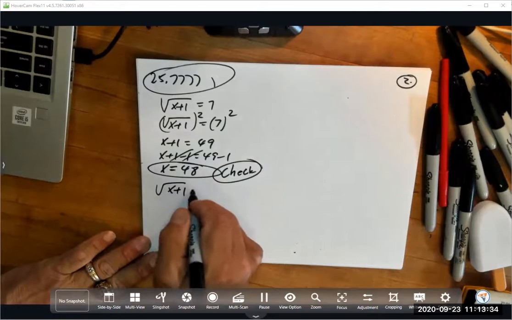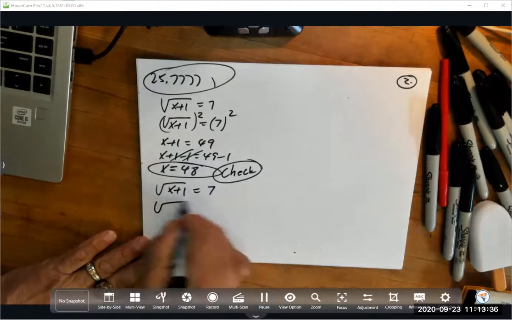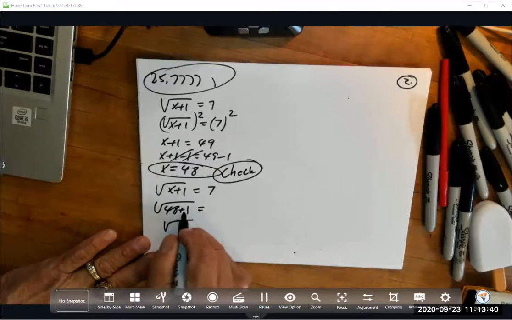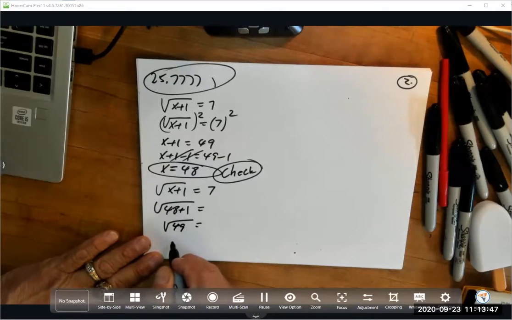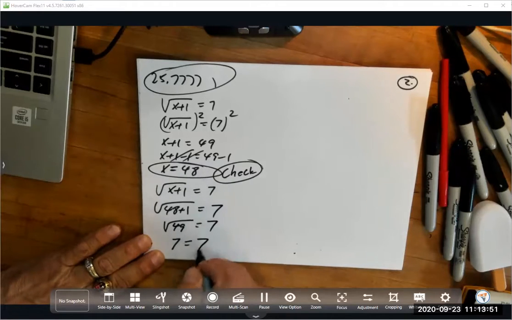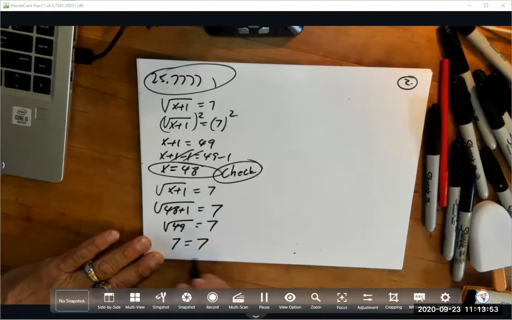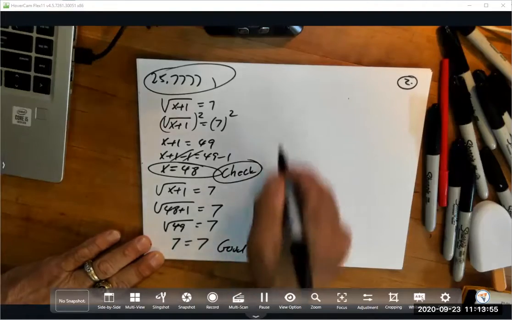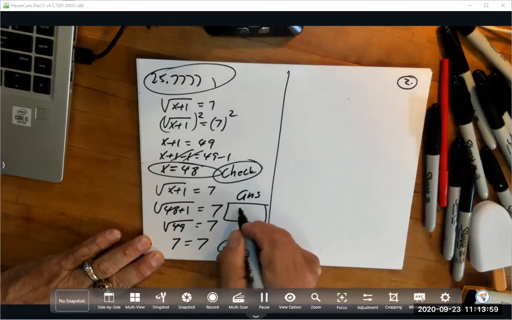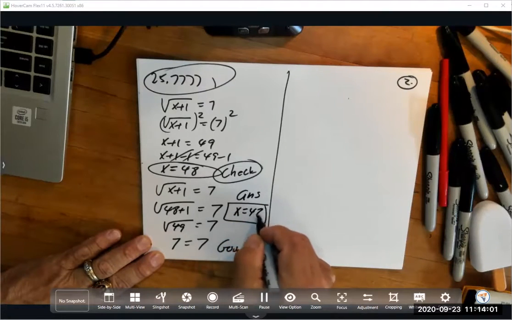The way you do that, you just put it back in the original problem. It's 48 plus 1. What is that going to be? What's 48 plus 1? 49. And it was the square root of 49. 7. Okay, are the left and right numbers matching? Yes. So that means it's a good answer. So yes, the answer for this problem is x equals 48.